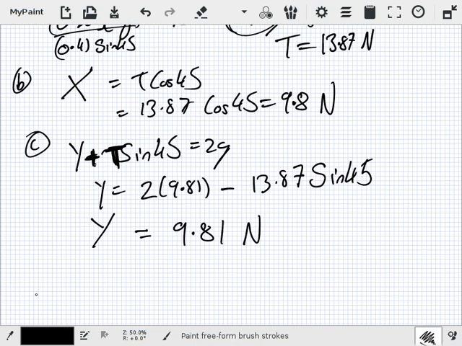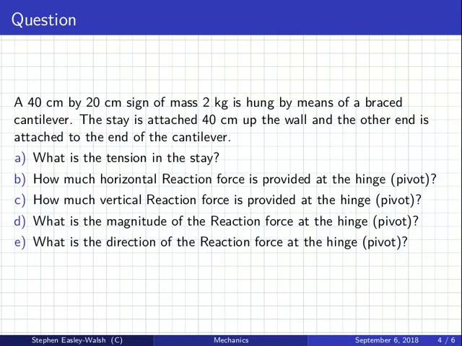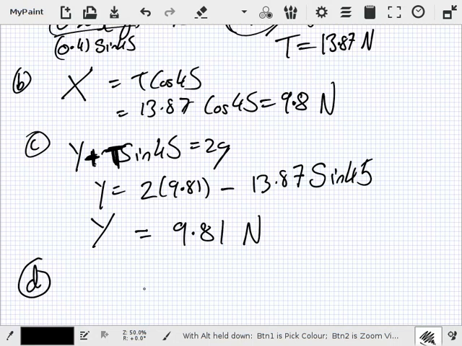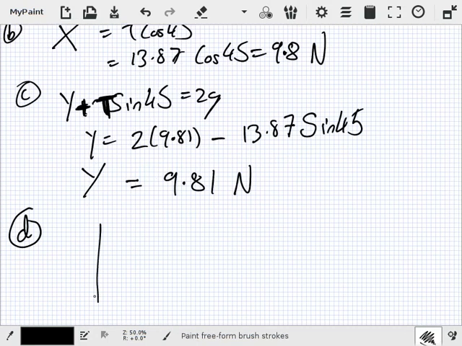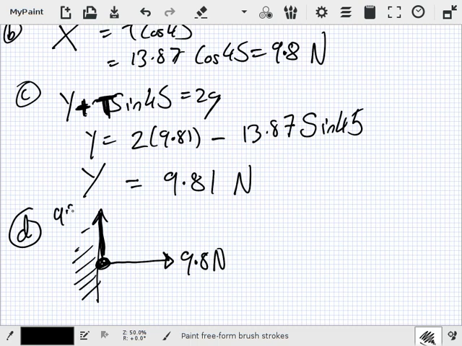Okay. D. What is the magnitude of the reaction force? So, we've just worked out, if we look at the wall, there's an X force this way of 9.8 newtons, and there's a Y force this way of 9.8. I guess this must have been 9.81 as well. 9.81 newtons.